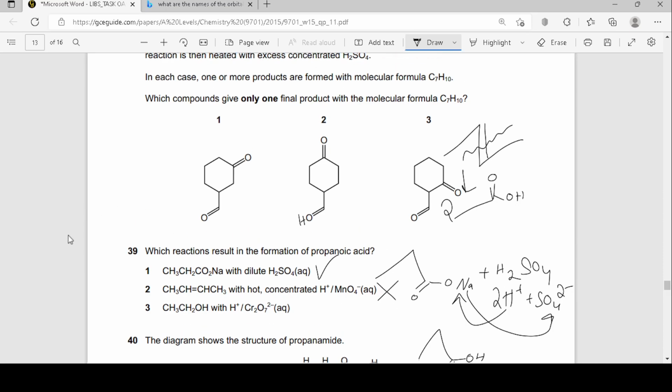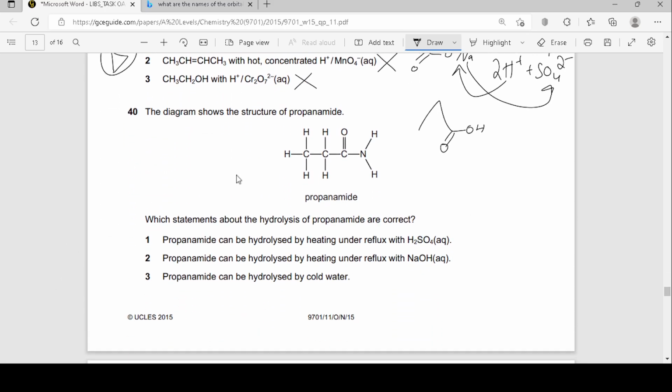And now the third one is CH3CH2OH, and I'm reacting that with Cr2O7, so I'm oxidizing the alcohol, so that becomes, God, my drawing skills are so bad. Anyway, 2 carbon atoms still remain, and then you get OH. So again, you get ethanoic acid, not propanoic. So my answer is D. Done. Next question, which is the last one.